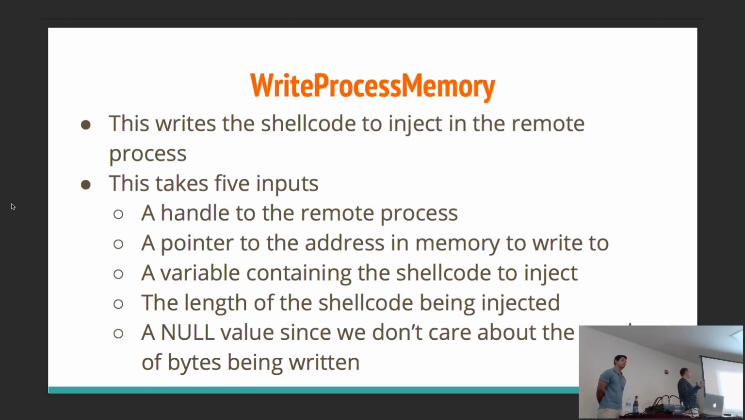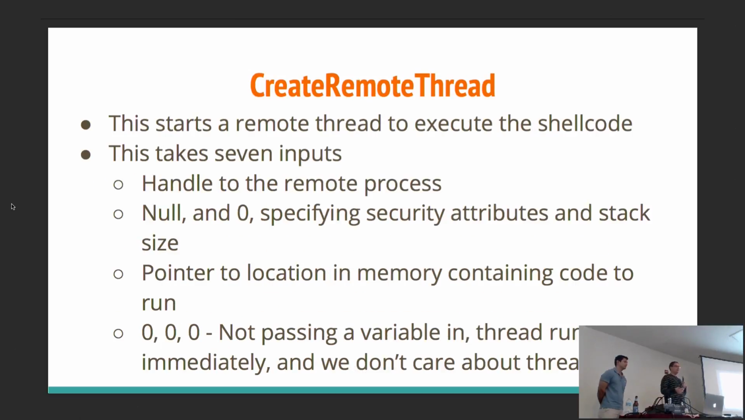WriteProcessMemory is what we use to then write that shellcode into a remote process. It takes a lot of the same information, again, the handle to the remote process. It takes the length of the shellcode that you want to inject and then the actual shellcode itself.